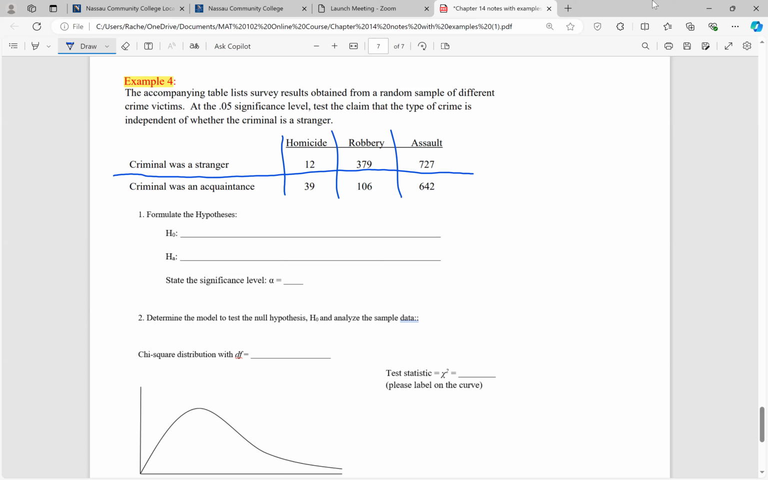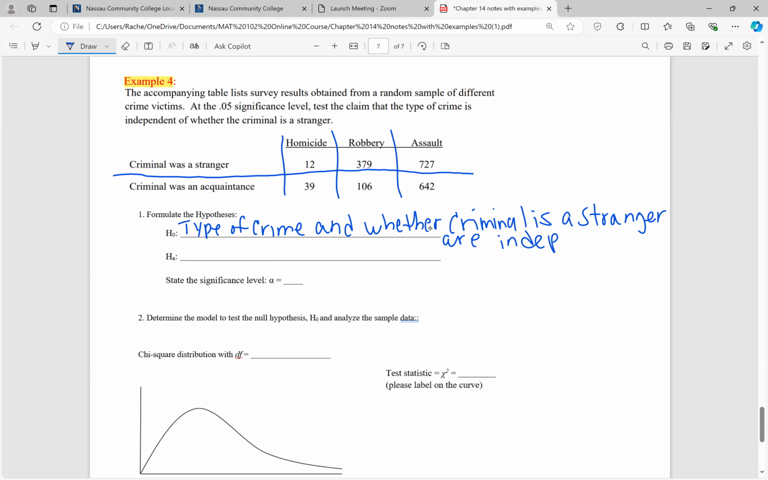So the first step is to formulate the hypotheses. We're testing to see if the type of crime is related to whether the criminal is a stranger. So we're going to assume for the null hypothesis that those 2 variables are independent. So type of crime and whether the criminal is a stranger are independent.